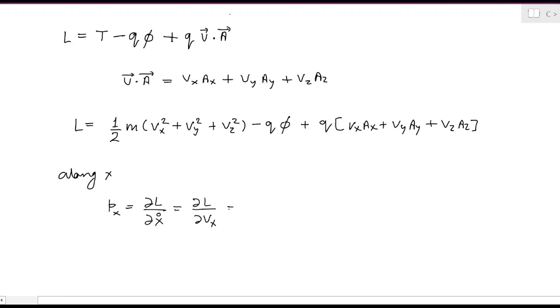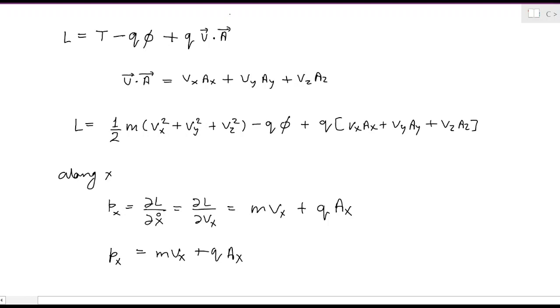You will get 1/2 times m times 2Vx, so this will cancel out. So let me just write it as m Vx. q phi will be 0 because none of them is a function of velocity. Sorry, let me correct it, not potential but velocity. And if you go here, you will get plus q times Ax, as we are differentiating with respect to Vx. So you got Px equals m Vx plus q Ax.